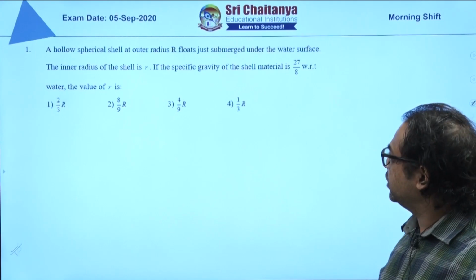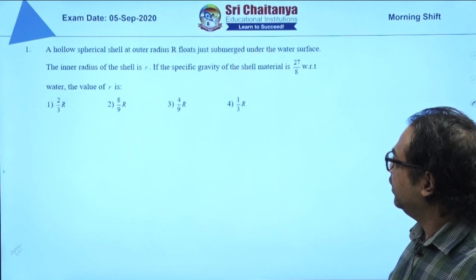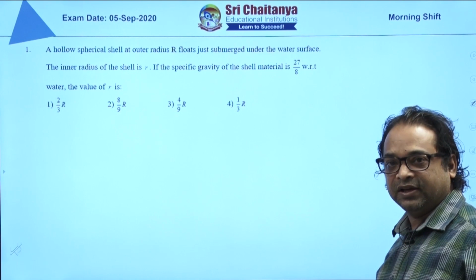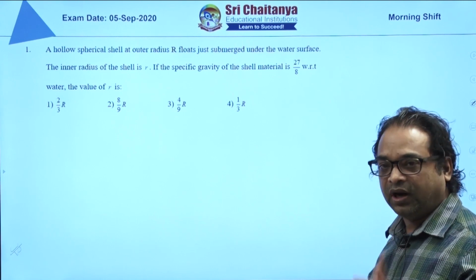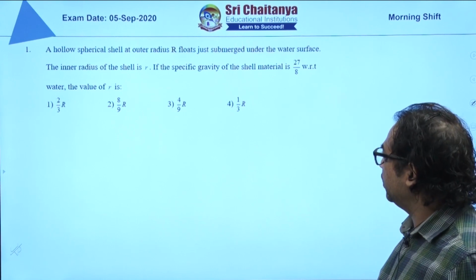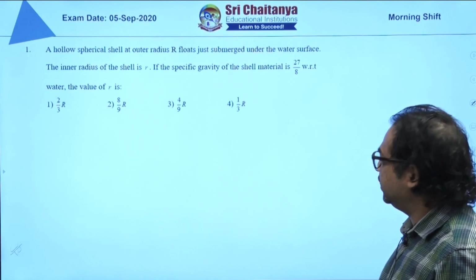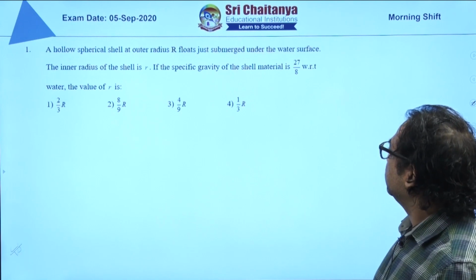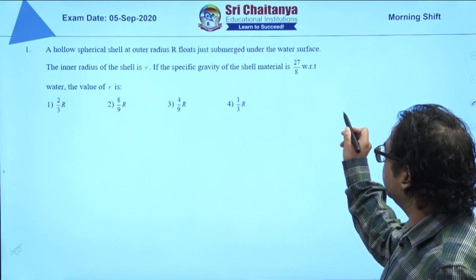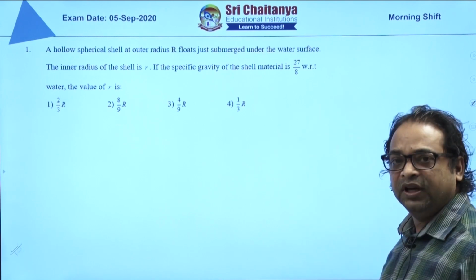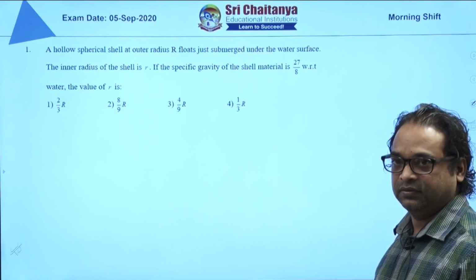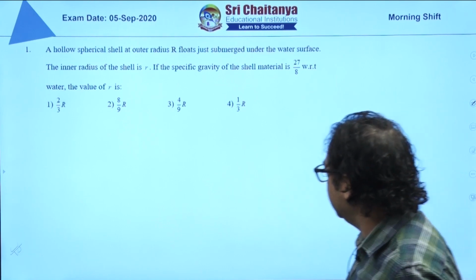So, we will start with question number 1. Here it is given that a hollow spherical shell of outer radius R and inner radius small r is submerged inside water, and the specific gravity of the shell is given as 27/8. We need to find the inner radius. So, let us do the solution.